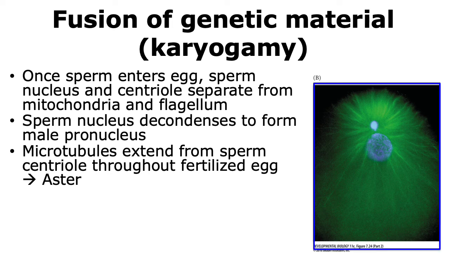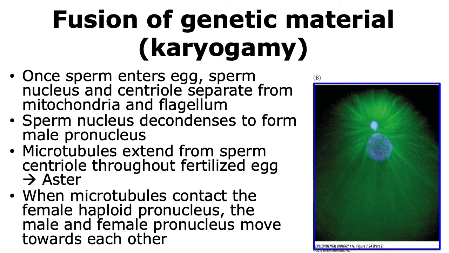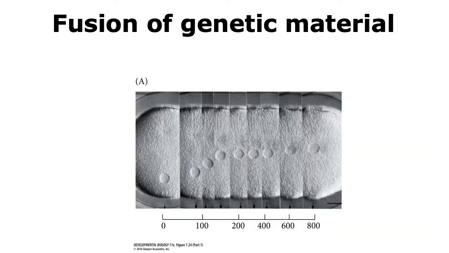So when we look at the figure shown to the right, all those green thread-like structures that we're seeing are the microtubules that are emanating from the sperm centriole. When these microtubules spreading throughout the egg contact the female haploid pronucleus, that is when the male and the female pronucleus can move towards each other. This has been very nicely shown in a series of pictures in this specific figure.